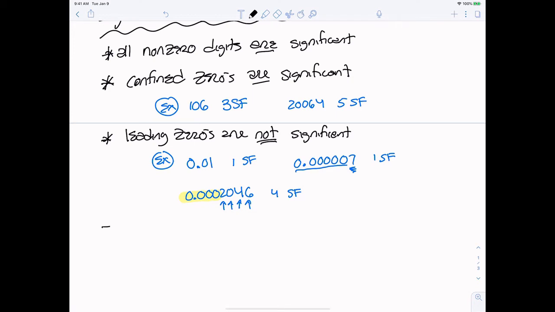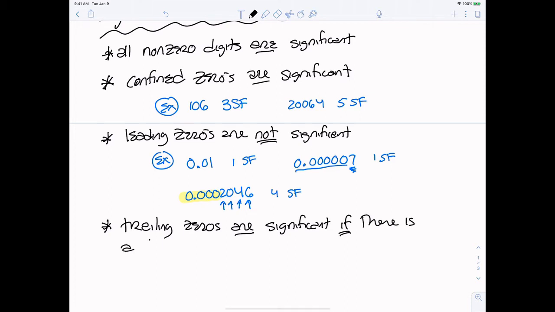Our next rule has to do with trailing zeros. So these are zeros that come after all non-zero digits. So trailing zeros are significant if, and it's a big if, there is a decimal point.